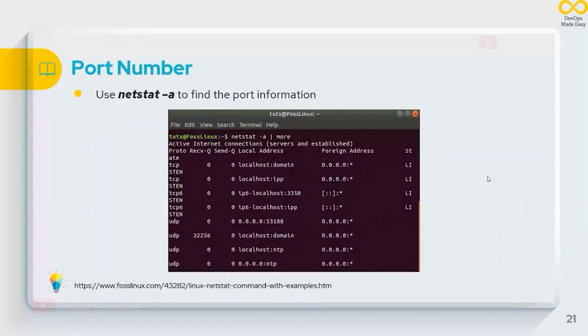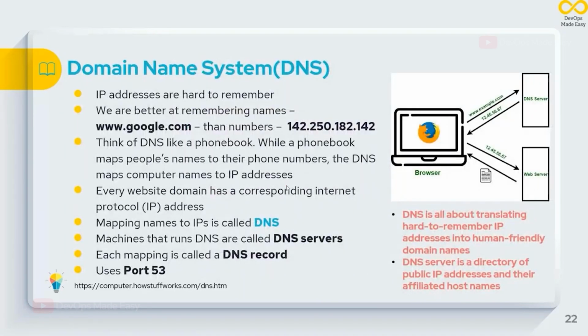And if you want to know what ports your applications are using, you can use netstat -a. Again, this is a Linux command which we will see in the Linux sessions. If you run netstat -a, you will see the port numbers like this: colon 53188. So you can identify what port number your application is running on. Of course, through documentation you will also get to know on what port the application runs by default.